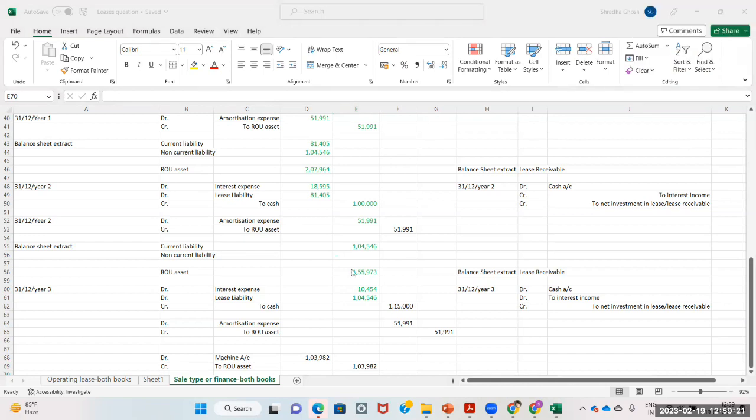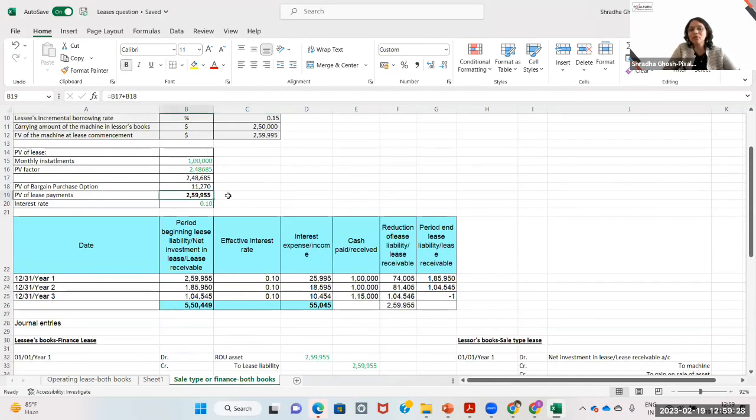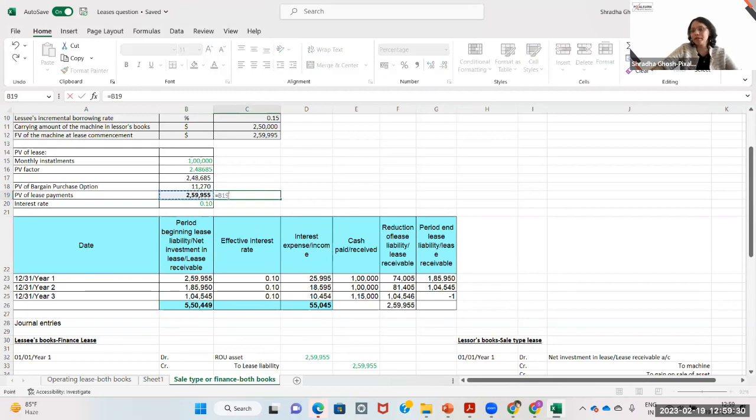Shraddha, I didn't understand the last step, machine to ROU. See, the ROU asset will still remain. My total asset was at 259,995, right, Anita? I depreciated it over 5 years, and I depreciated it for 3 years, isn't it?